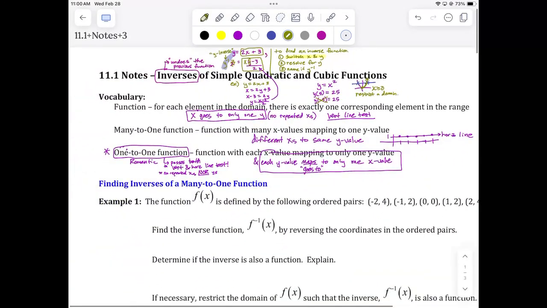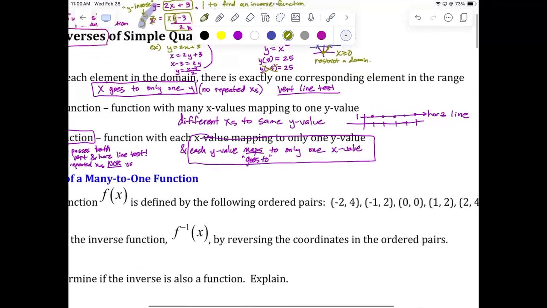Okay, y'all feeling good about inverse functions? All right, let's look at example 1 then. Finally, we're on example 1. It's kind of laying the foundation. The function f of x, raised, see how it's raised up there? The function f of x is defined by the following ordered pairs.